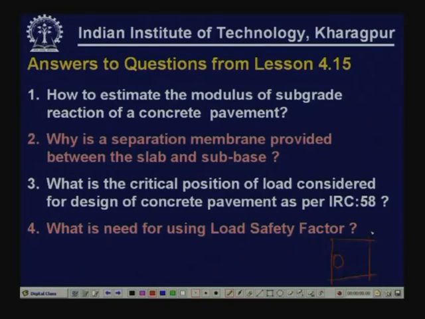What is the need for using load safety factor? Because we know in the analysis we multiply the load by a load safety factor of 1.2, 1.1 or 1.0 depending on the importance of the facility. If you are using a load safety factor of 1.2, we are trying to build in more safety into the consideration. We are also trying to take care of those unexpectedly high loads that may come, because we are only trying to consider only the 98th percentile speed, 98th percentile wheel load.